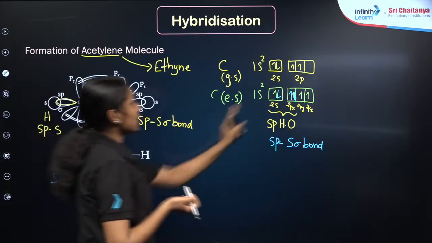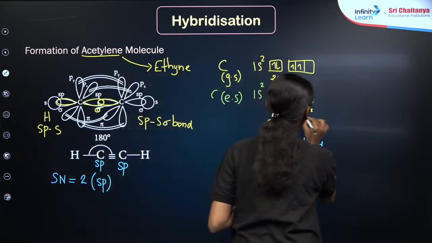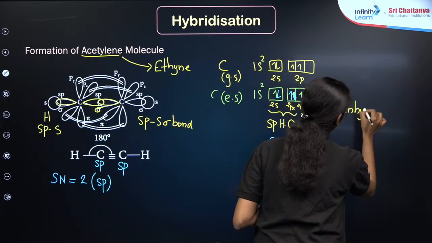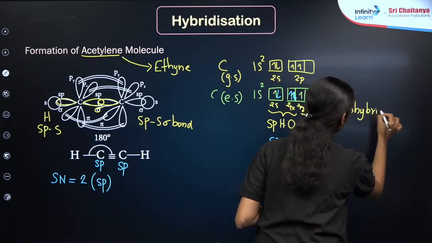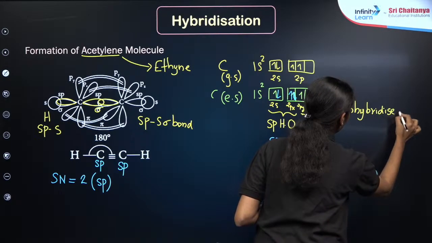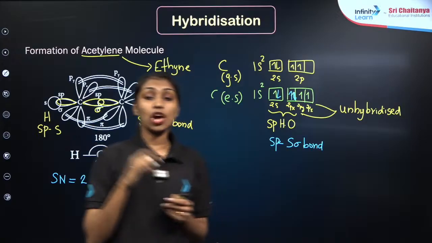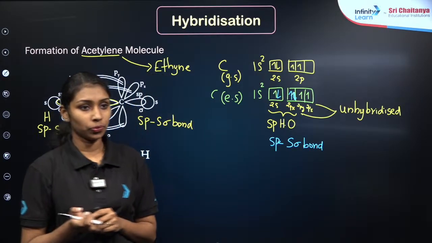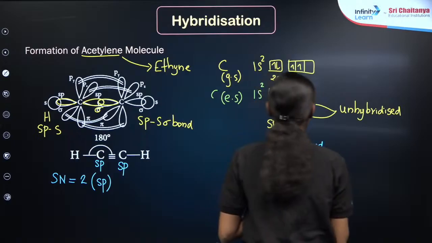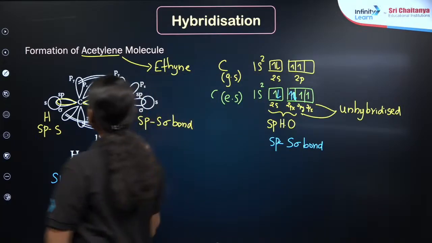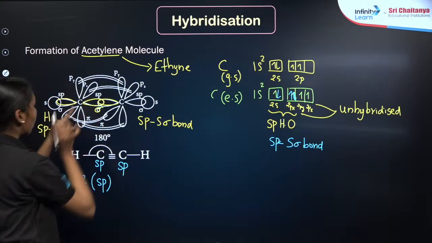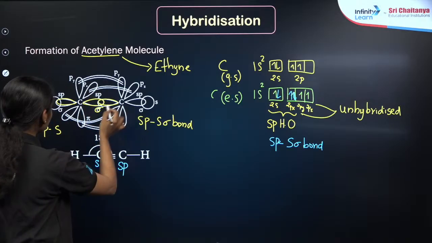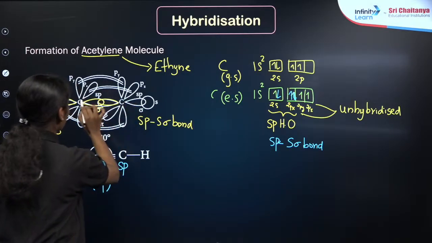Then what about these orbitals 2px and 2py? They remain unhybridized. So we can say that these unhybridized orbitals always undergo sidewise overlapping. As you can see here, this is our py orbital of carbon, which remains unhybridized, and also this is the pz orbital, which remains unhybridized.